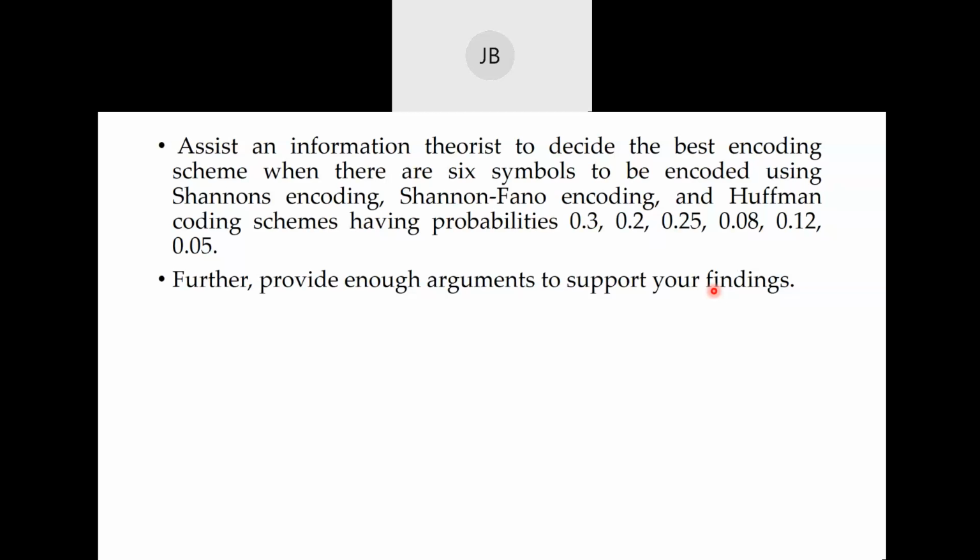See, this is an open-ended question. Using these probabilities and these three encoding schemes, you can find the efficiency and say which is the most efficient scheme for this particular example. Or you can find the average code word length and say which is the best scheme. If you are finding the efficiency, then the efficiency should be maximum. That scheme which gives that is the best one.